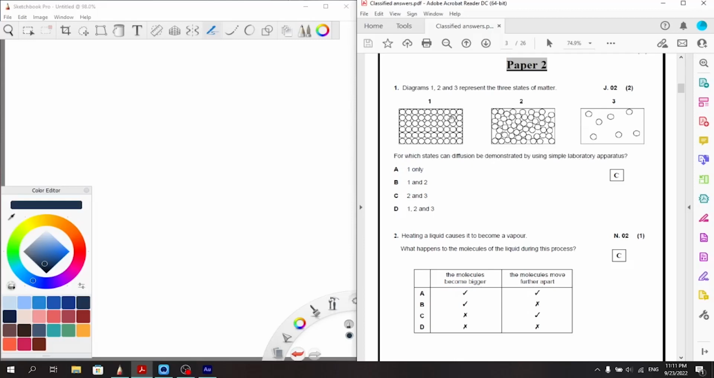So we need to identify each of these. The first one represents solid matter, the second one represents liquid matter state, and the third one represents gaseous state. Diffusion can be demonstrated in both liquid and gas. So you can diffuse gas into liquid, and you can diffuse solid in liquid, and you can diffuse gas in gas. So the answer is C, 2 and 3.